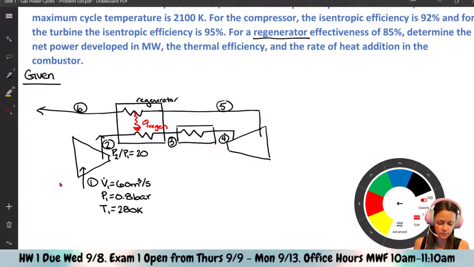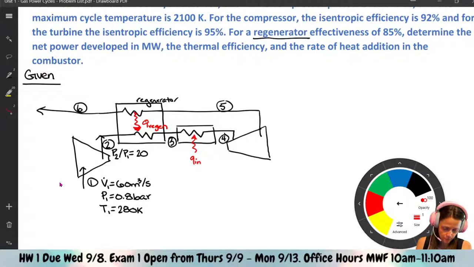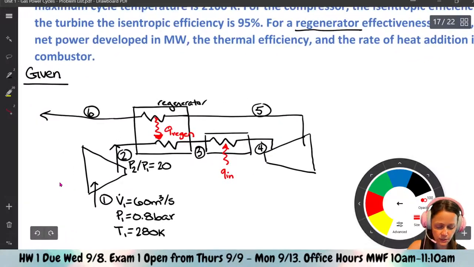So the temperature is going to go up from 2 to 3, and then here's my combustor, where I'm modeling the combustion process as a simple heat addition process. From 3 to 4, the temperature goes up even more. Then from 4 to 5, it's an expansion process, so the temperature goes down. From 5 to 6, I transfer heat away from the air, so my temperature goes down again. The highest temperature in this cycle is clearly at state 4. We said it was 2100 Kelvin.